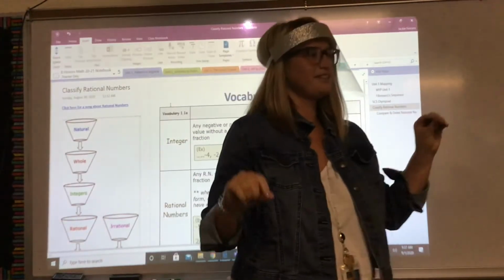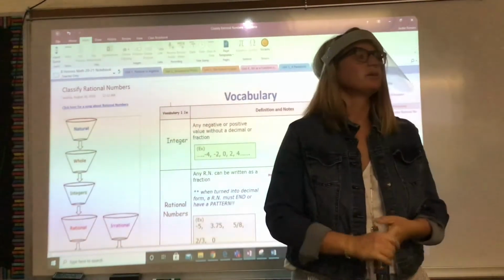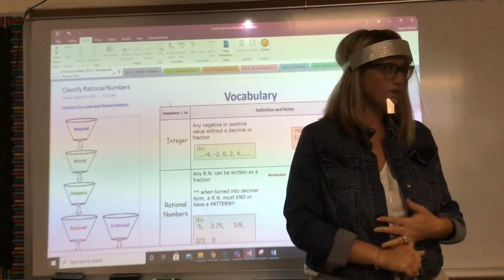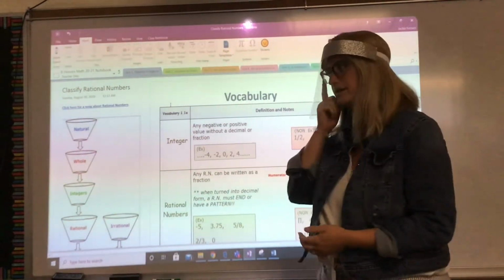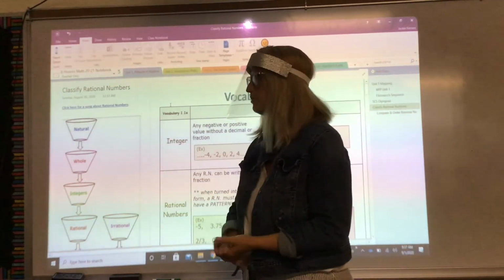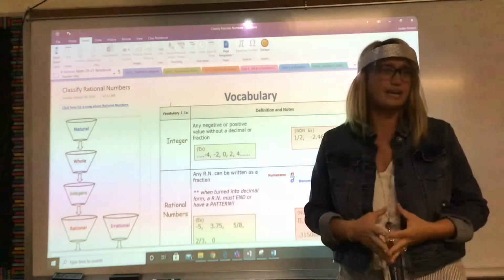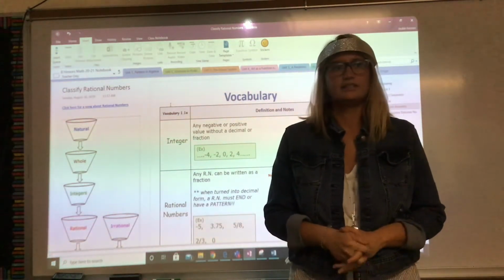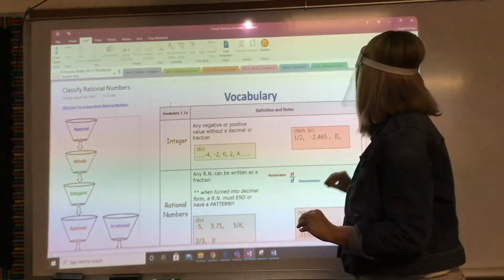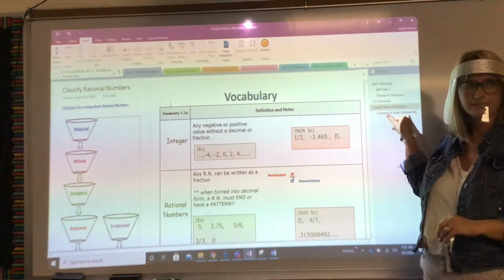So the first thing you're going to do is log into Microsoft Teams. Go into Math. Once you're in the Math notebook, you're going to click on Class Notebook or More, and then Class Notebook. And once you're inside the class notebook, you're going to click Unit 1, which should be displayed under your name. I'm going to wait a second for you to get there. Once you're there, you're going to find where it says classifying rational numbers.